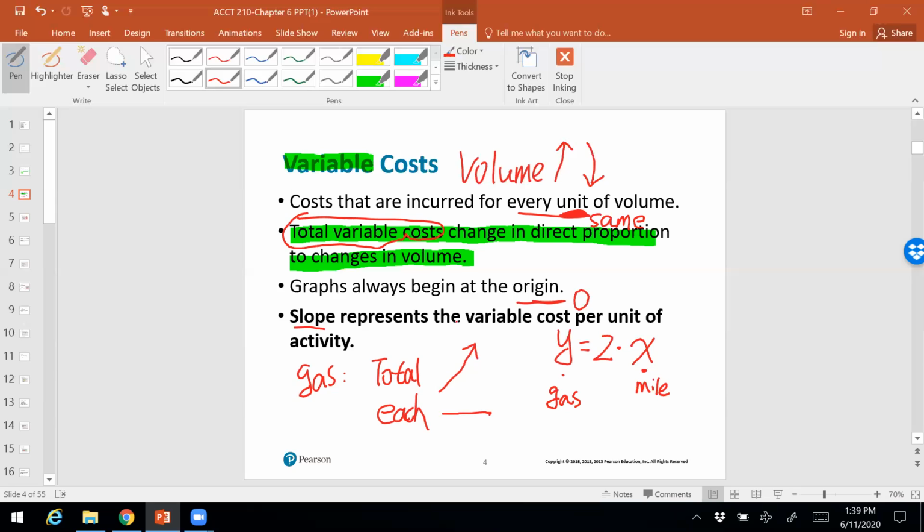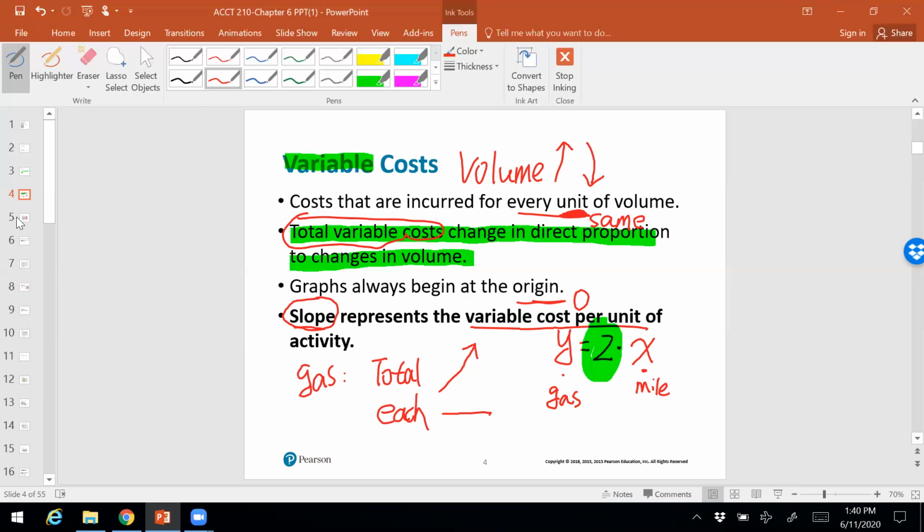So the slope is the variable cost per unit of activity. For each mile, the gas cost is $2. So the $2 is the slope, the variable cost per unit of activity.